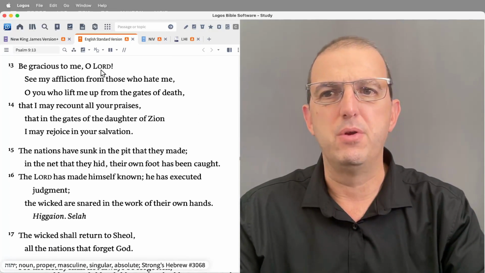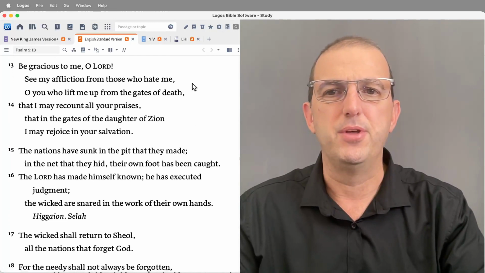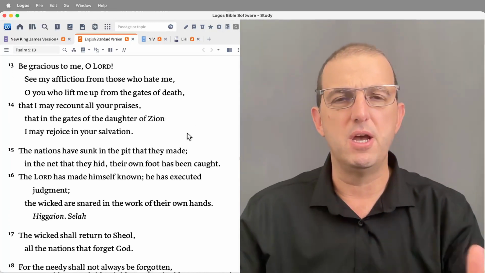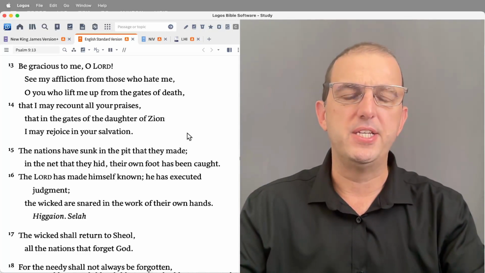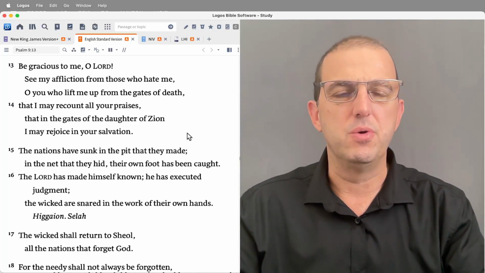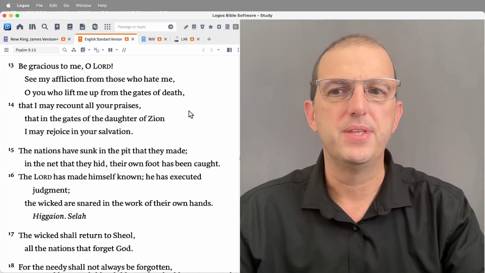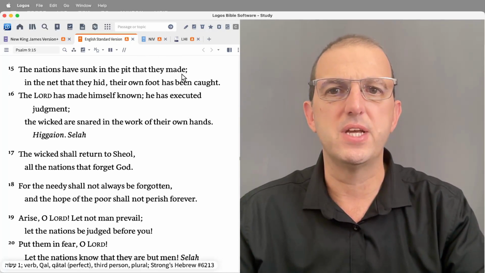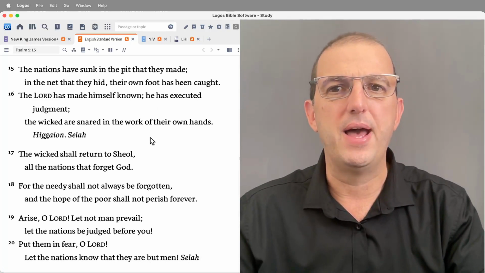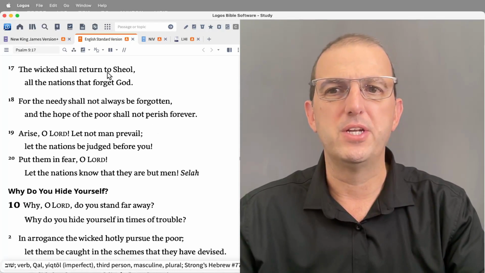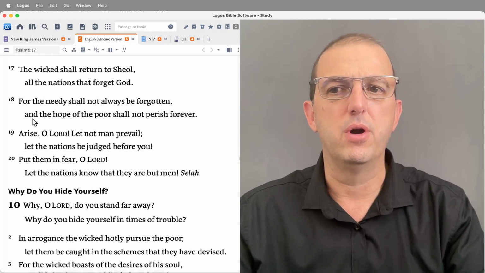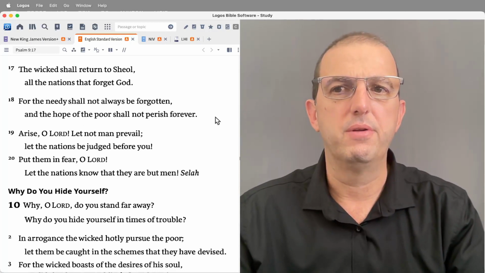And therefore he prays, be gracious to me, O Lord, see my affliction from those who hate me. So we've got this prayer. What you notice here is this constant chopping and changing of a few themes. Yahweh as king, as judge, as place of safety, as avenger, nations that are wicked, and then the righteous who are afflicted and find their safety and security in seeking the Lord. He jumps again. The nations have sunk into the pit they made. And the portrait that emerges here is that Yahweh judges them by applying the law of sowing and reaping to them. The wicked shall return to Sheol, all the nations that forget God, for the needy shall not always be forgotten, and the hope of the poor shall not perish.